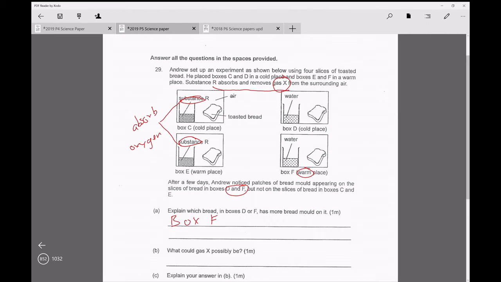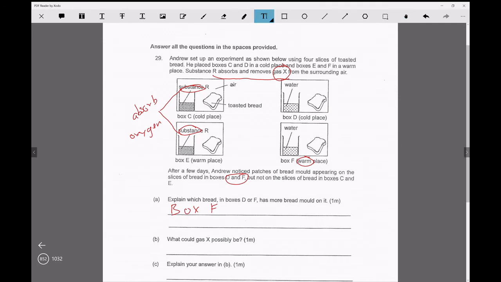Then you need to explain. So let's write this down. Only it's warm to grow. So I already told you what gas X is. So it's your oxygen. Then the next one, they ask you why you say it's oxygen. So this one I also explained just now, but let's just write it out again.